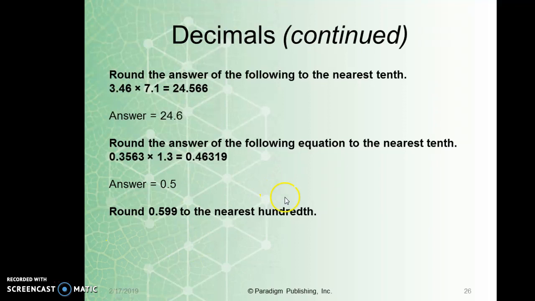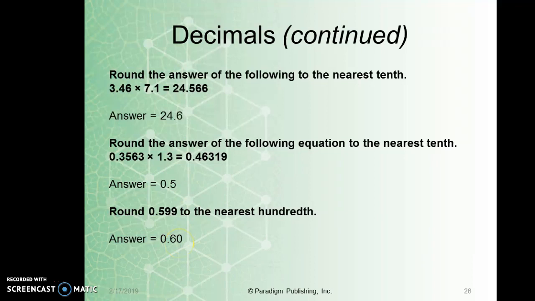And this one says round to the nearest hundredths. So the hundredths place is that first 9. We're going to look at the 9 next to it, which is greater than 5. So that 9 increases by 1. 9 plus 1 is 10. That means the 5, you're adding a 1 to it, making it a 6. And technically here, we're going to leave that 0 there.